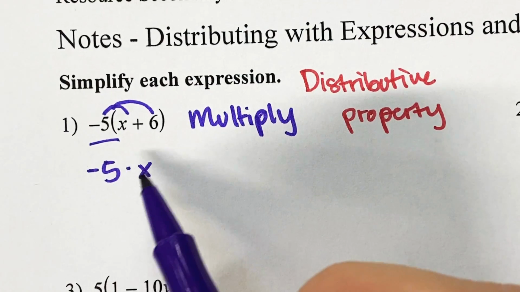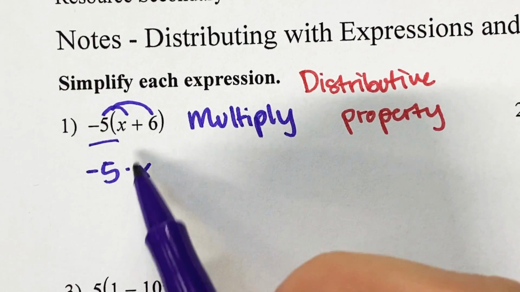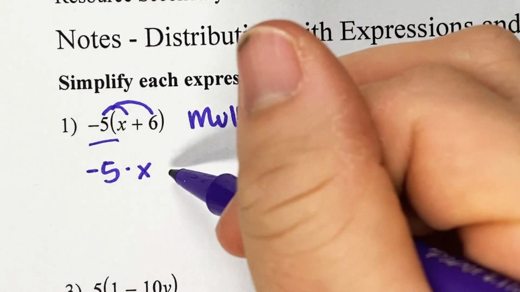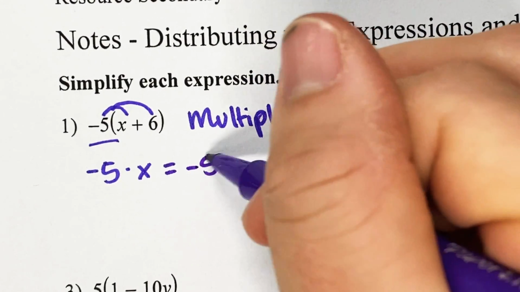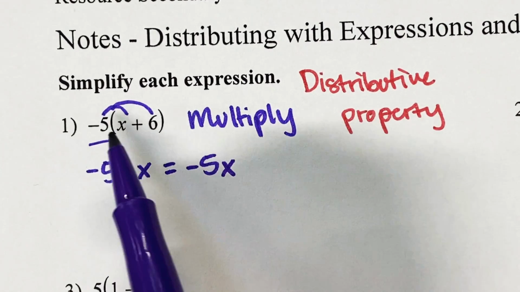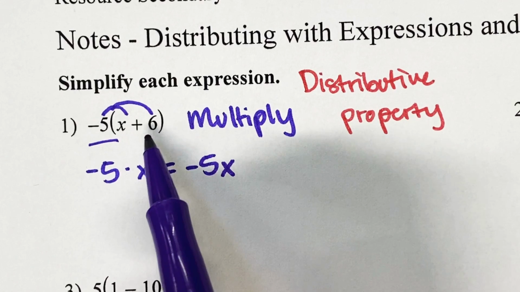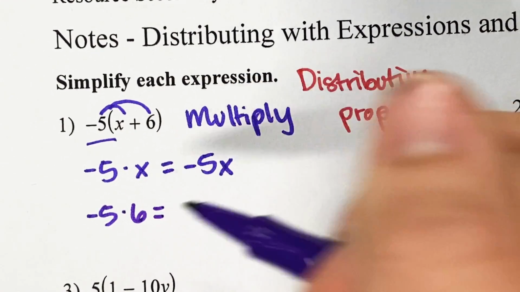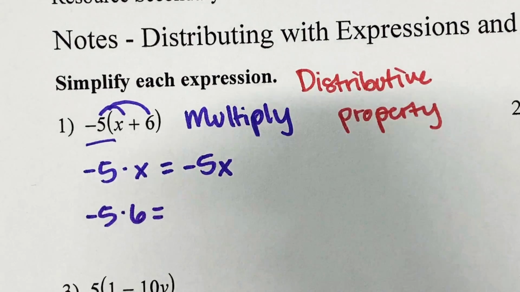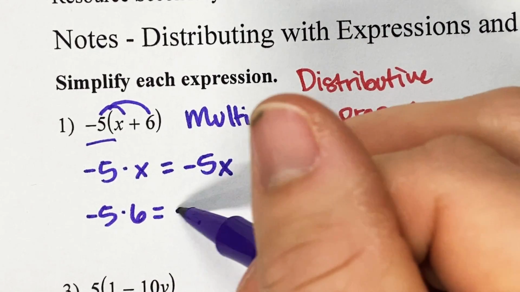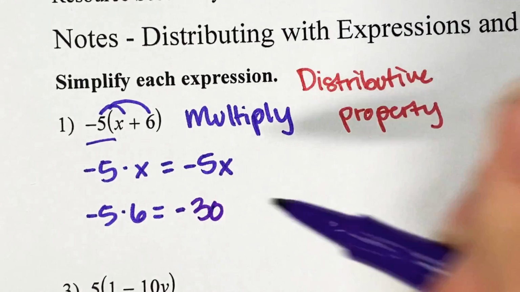Okay, so it's like 1, right? That invisible 1 that's right there. So we have -5 times x. That's just going to give me -5x. Okay, so then we have a -5 times 6. Okay, so -5 times 6. What is that going to give me? -5 times 6. Negative times a positive. It's going to be a negative. We have 30.